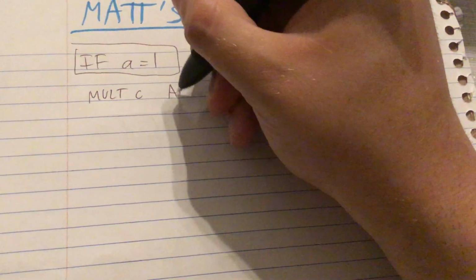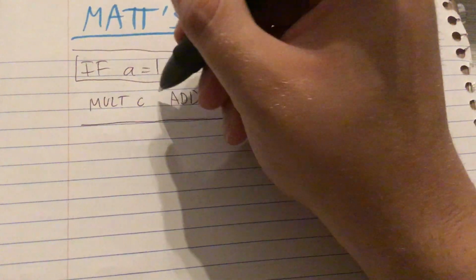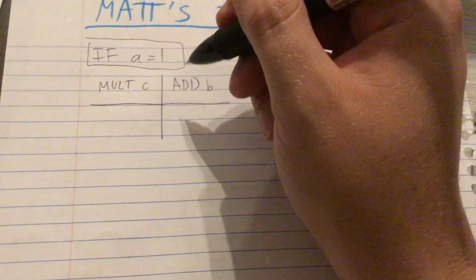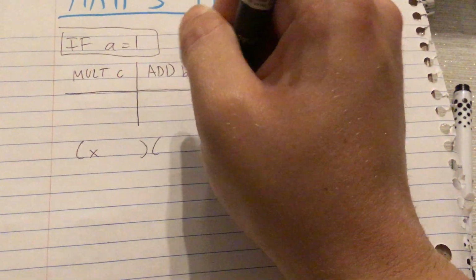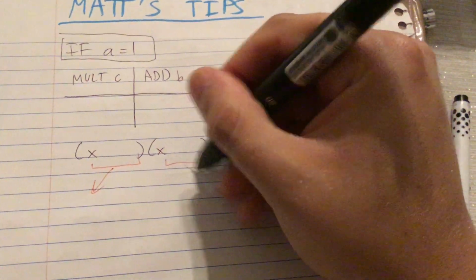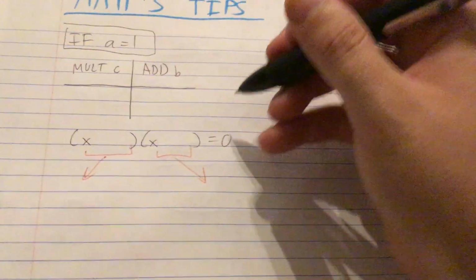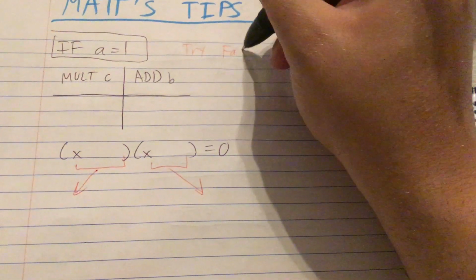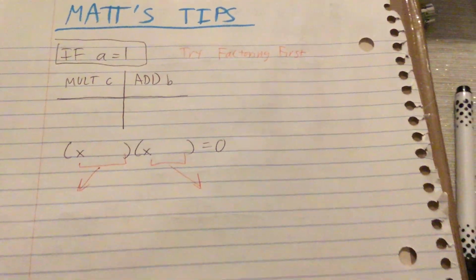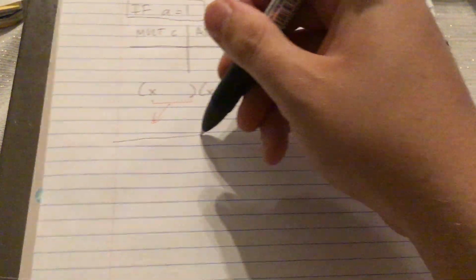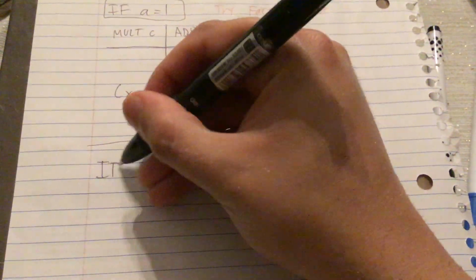So if A is equal to 1, I always like to do the multiply to C and add to B. So if multiply to C, add to B, and then you break it down and then factor. Split into 2 cases, and then solve for x. So if A is equal to 1, try factoring first. Okay? The second tip I can give you is if factoring is too hard, use the quadratic formula.